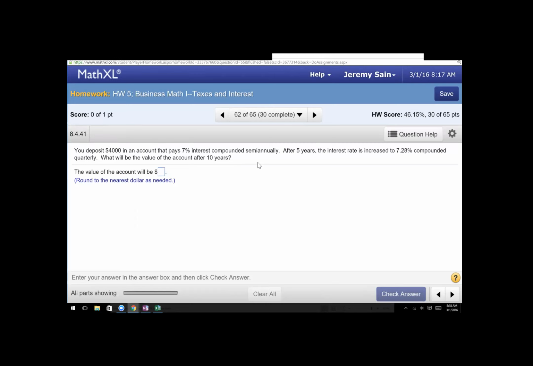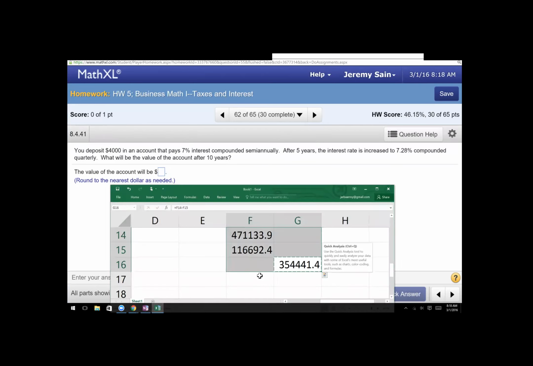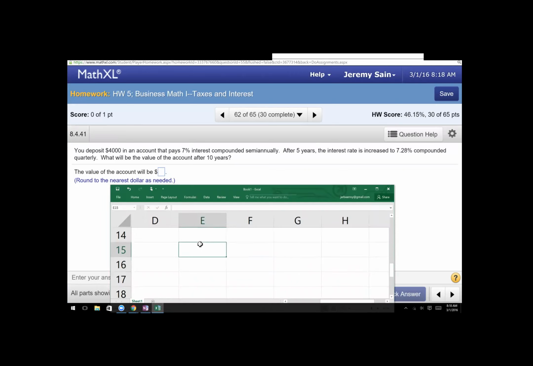All right. So this is the same thing except for a two-step. It starts at 7% for 5 years, and then it goes up to 7.28%. And it wants to know what will be the value after 10 years. So we're going to do the same thing. We're just going to take the first 5 years by itself. What should I do to find how much he has at the end of the first 5 years? 4,000.